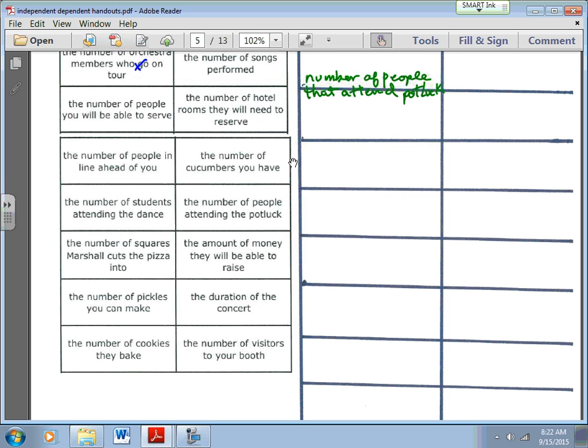The number of cucumbers you have. The number of pickles you can make. Okay, so the number of cucumbers you have is independent to the number of pickles you can make.